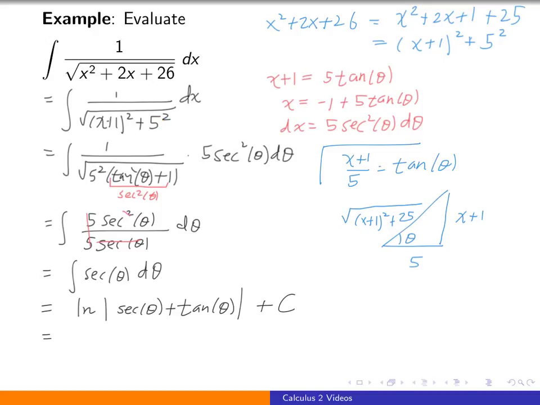So putting back in terms of x, we see by inspection that secant of theta would be the square root of x plus 1 squared plus 25 divided by 5 plus tangent of theta, which is x plus 1 over 5 plus c. So one last big picture observation. Before applying a trigonometric substitution, it is very reasonable that you would first have to do maybe some algebraic manipulation, in this case completing the square, or start off by using some other method of integration.